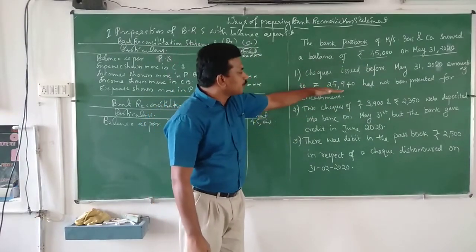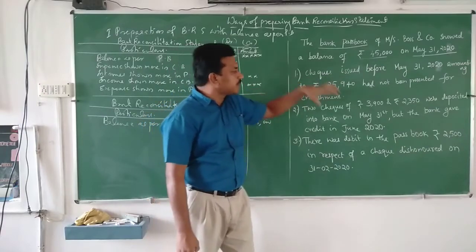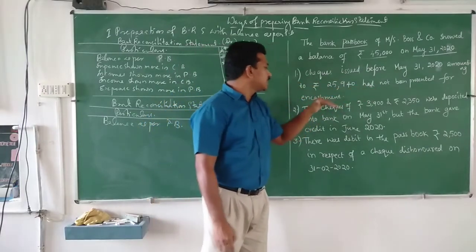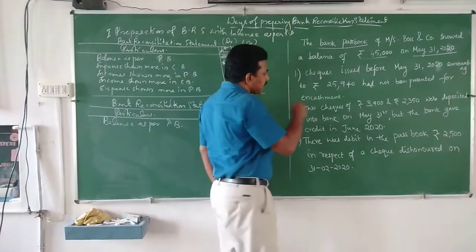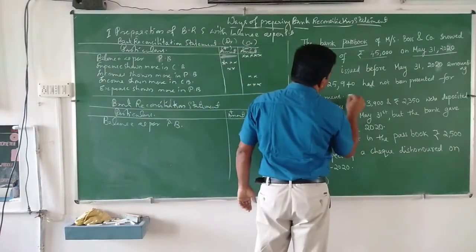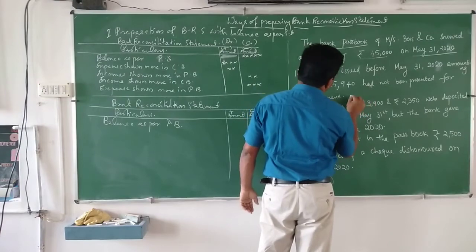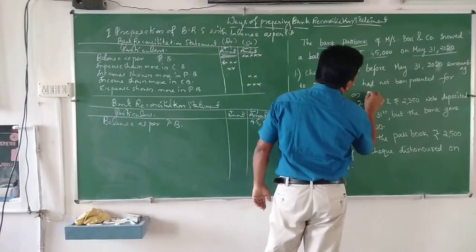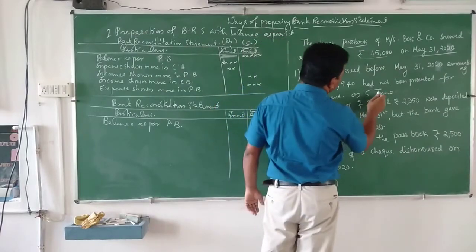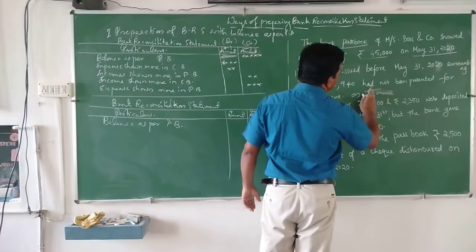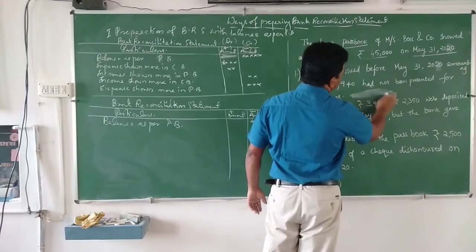Okay, for rupees 25,940, but has been presented for encashment. That the remaining is not written. Encashment on file, but has not been presented on. Here it is not been presented. It is given, so no need to write this.